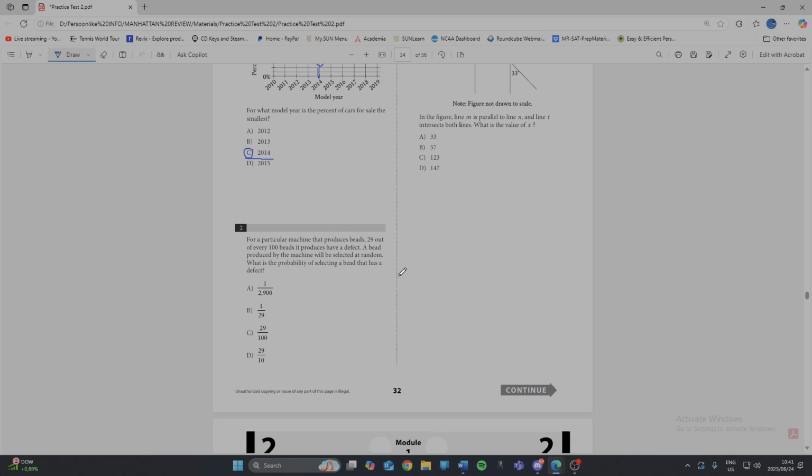Okay, 2 says for a particular machine that produces beads, 29 out of every 100 beads it produces have a defect. A bead produced by the machine will be selected at random. What is the probability of selecting a bead that has a defect? Okay, so obviously 29 in every 100, that would be something like 0.29, or just 29 over 100, right? Because 29 out of every 100 translates directly to 29 over 100.